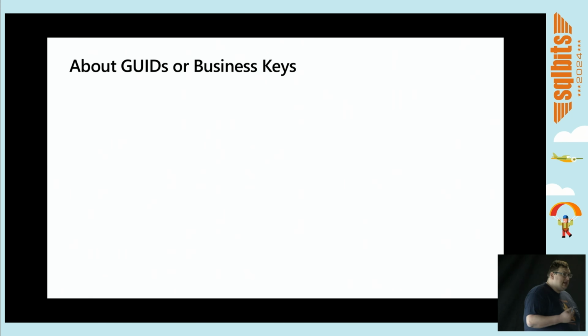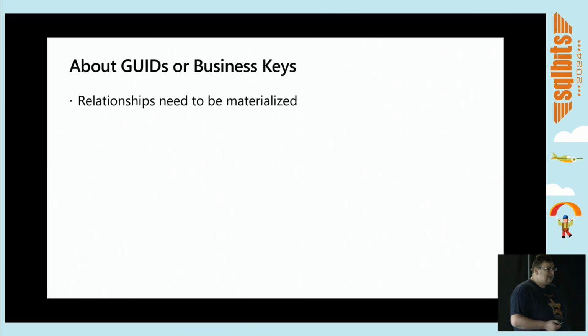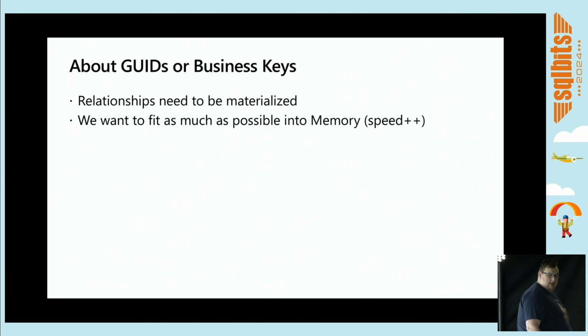Why am I not using the actual business key? Well, business keys change. Those relationships, they actually need to be materialized. They need to be stored somewhere. The smaller we can store that, the better the engine can do its job. So small identity, small integer values are really going to help me with that one. And we want to fit as much as we can into memory so that stuff can go vroom, basically.